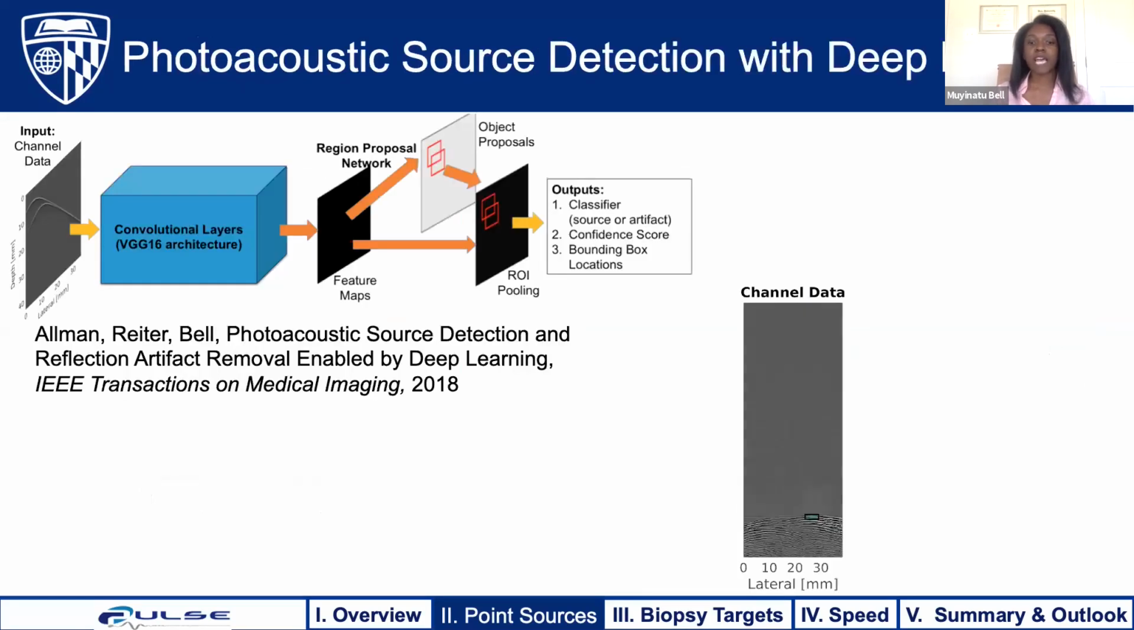And we do this by inputting channel data into a network that has three outputs. The first is a classifier of the detected wavefront as a source or an artifact. The second is a confidence score associated with that classification. And the third is a bounding box, as you see in the example movie shown at the bottom of this slide. And this bounding box tells us the location of the true source. And we know this is a true source because we use simulations, much like the simulations that you saw on the previous slide, in order to train our convolutional neural network to detect the wavefronts.